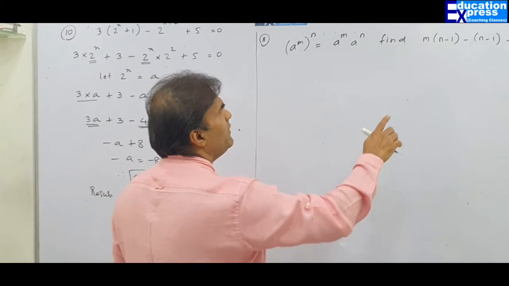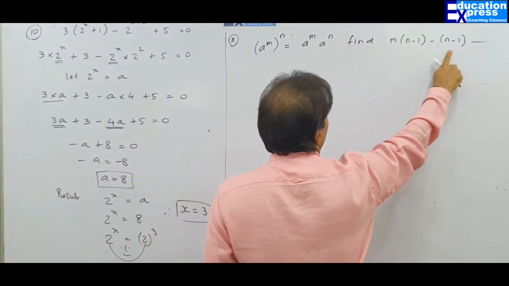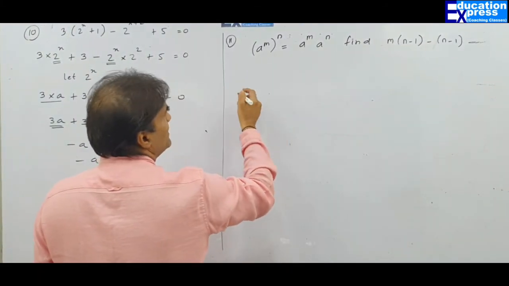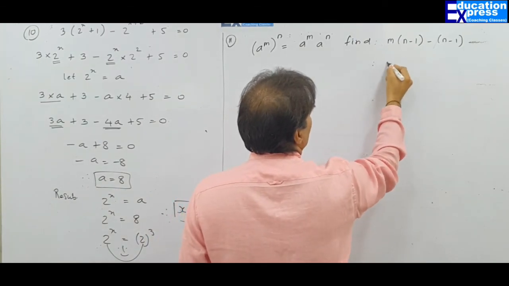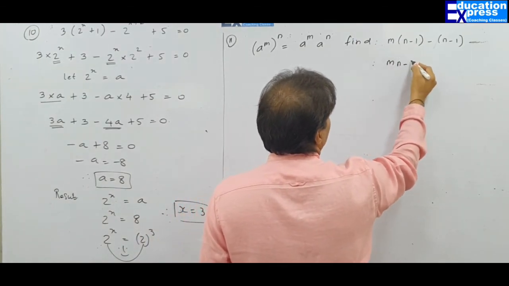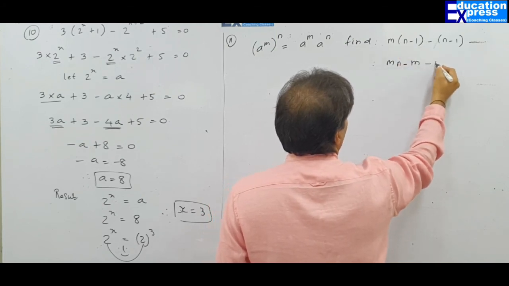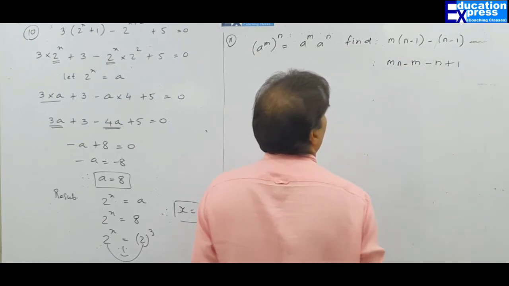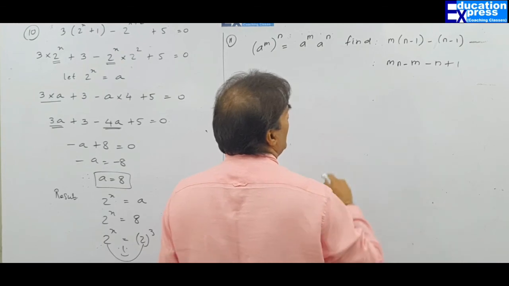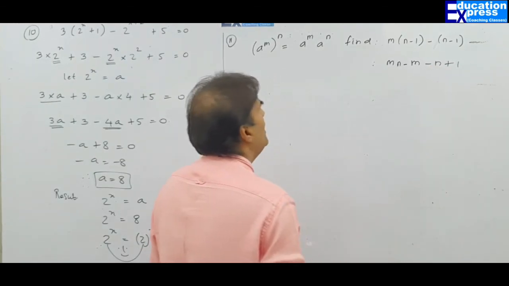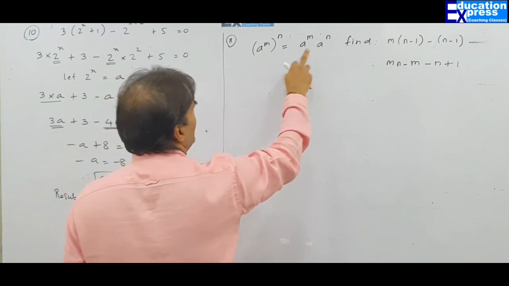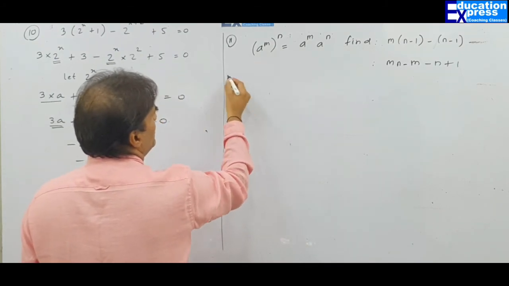Here, my dear friend, we have to find the value of this. So what we will do is, let us find out what exactly this transpires into. We are interested in finding out the value of mn minus m minus n plus 1. We'll wait for a moment and see what exactly we will get from here.